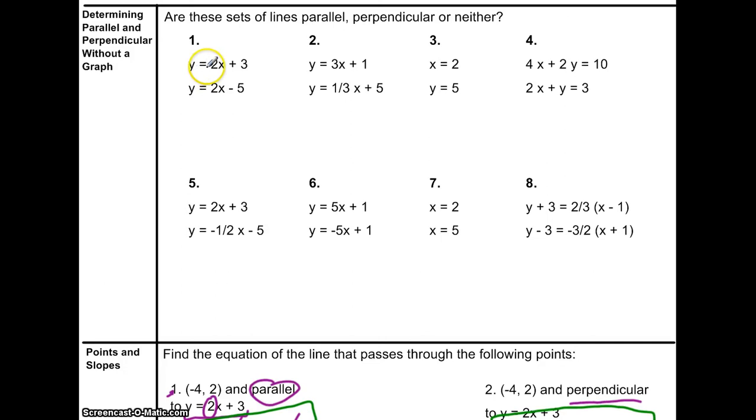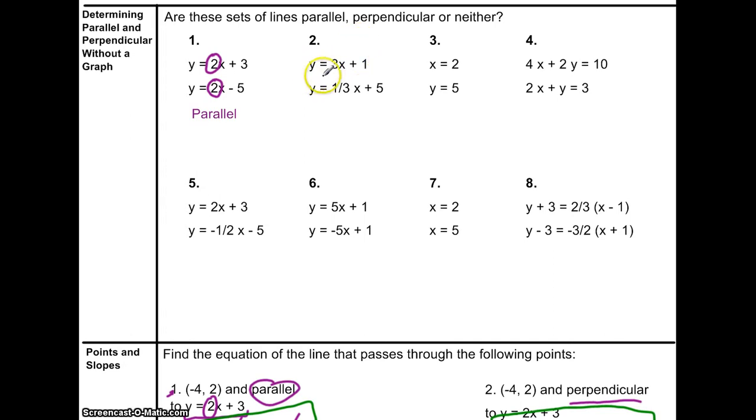The first line we have here is y equals 2x plus 3, and the second line is y equals 2x minus 5. Notice the slopes of both lines are 2, and they are equal. Equal slopes means the lines will be parallel. Next, let's take a look at 2.